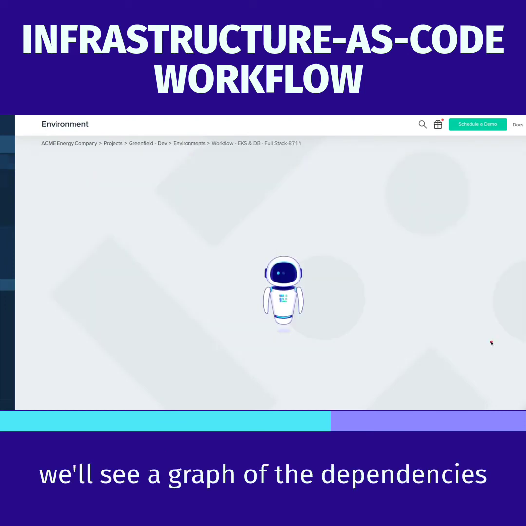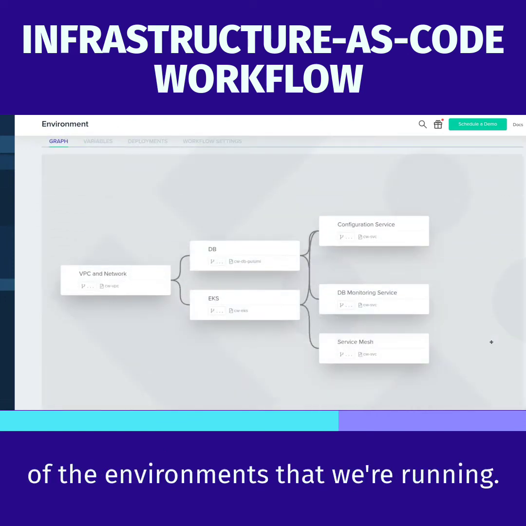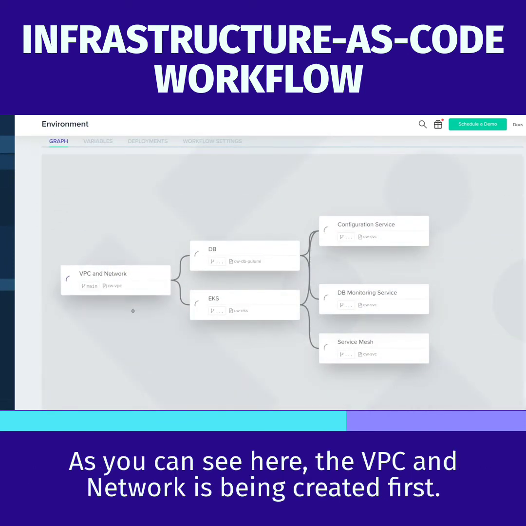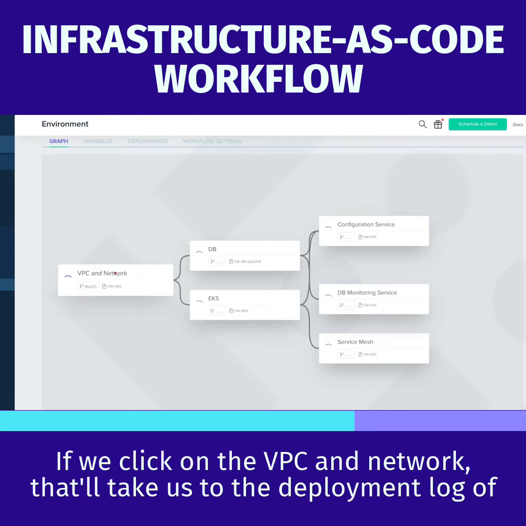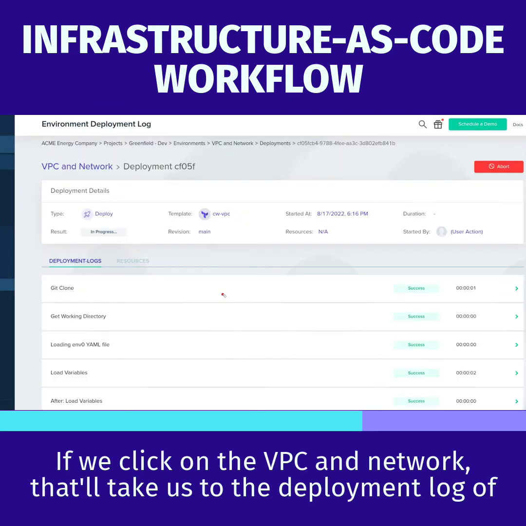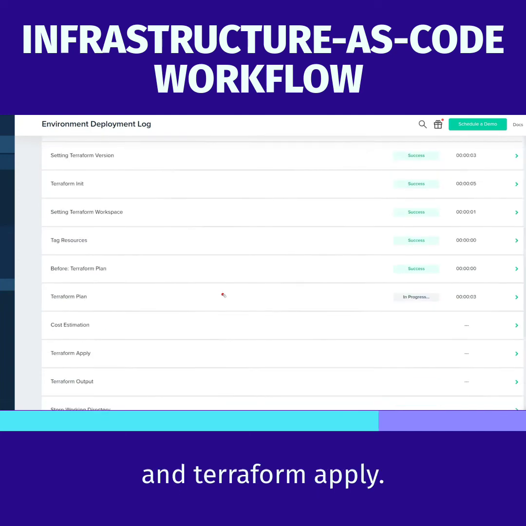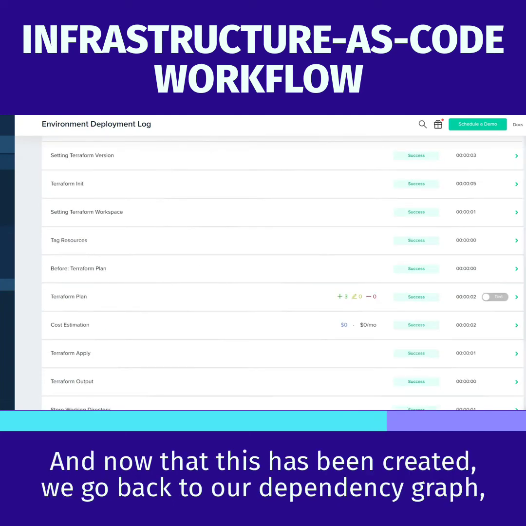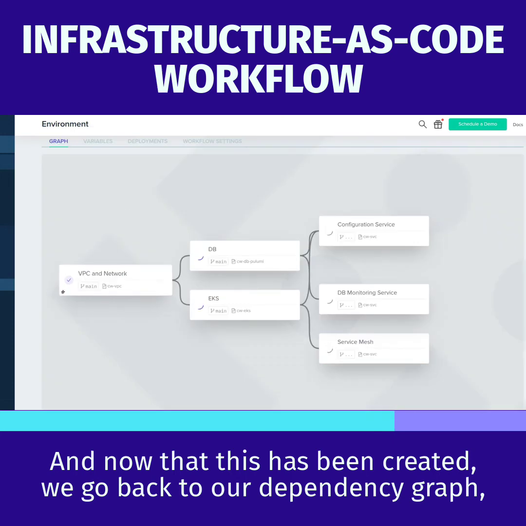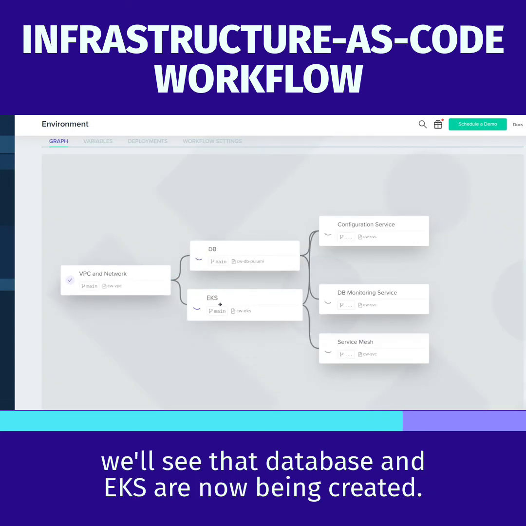When we hit run, we'll see a graph of the dependencies of the environments that we're running. As you can see here, the VPC and network is being created first. If we click on the VPC and network, that'll take us to the deployment log of that resource where we can inspect the Terraform plan and Terraform apply. And now that this has been created, if we go back to our dependency graph, we'll see that the database and EKS are now being created.